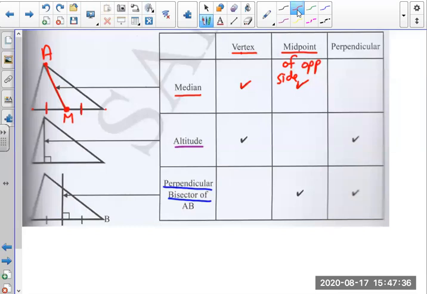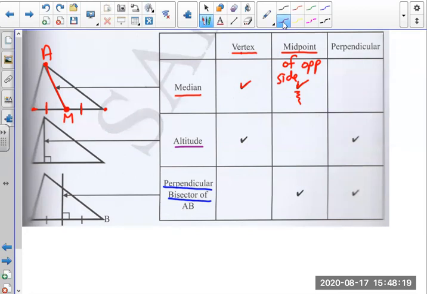So now the first thing is you must first find the midpoint, and you must know the formula: x plus x divided by 2, y plus y divided by 2. So you have to find the midpoint of this side, and then you're going to calculate the equation through A and M. We will do an example just now. So that's what median is. For median, you need to calculate the midpoint of the opposite side, and then from that vertex to the opposite side's midpoint, you are going to find the equation of the line.